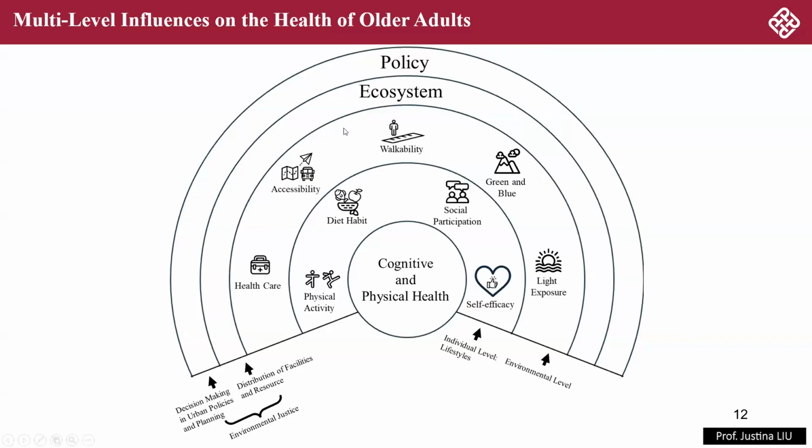So finally, the outer layer represents the macro ecosystem and policy influence, such as urban planning or fair resource distribution, which creates the overall environment for healthy aging. So focusing on modifying these factors will present opportunities to develop interventions that can improve the health as well as the overall quality of life for older adults.